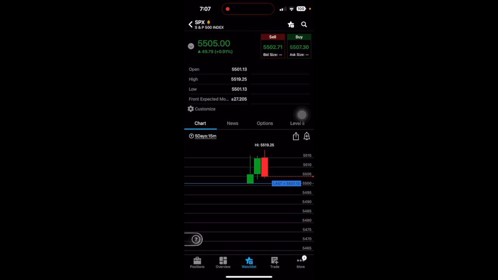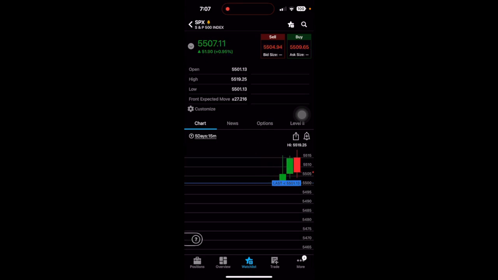I know we're only 5 points away, but it could take an hour to break. It could take 5 minutes to break. So I'm just going to go ahead and set up my conditional order now for the break of low of day. 5501.13 is the low of day.